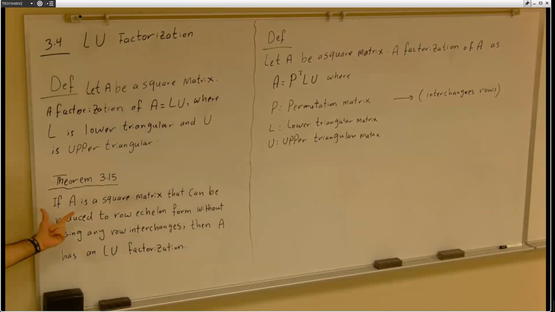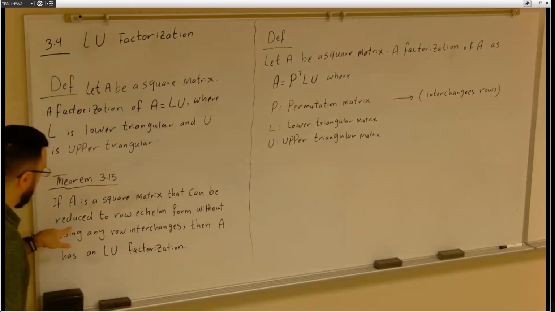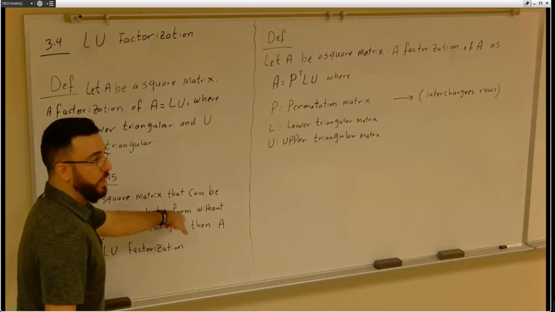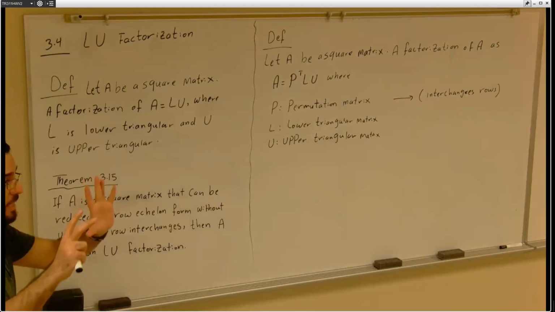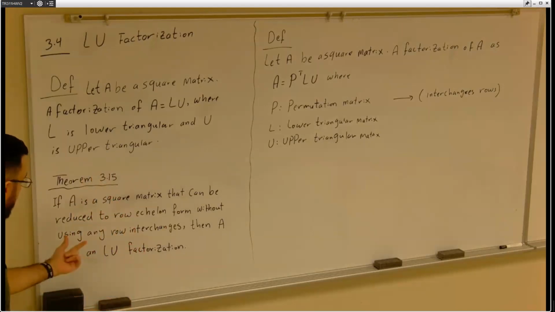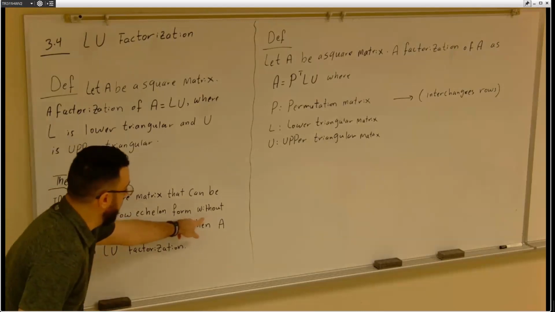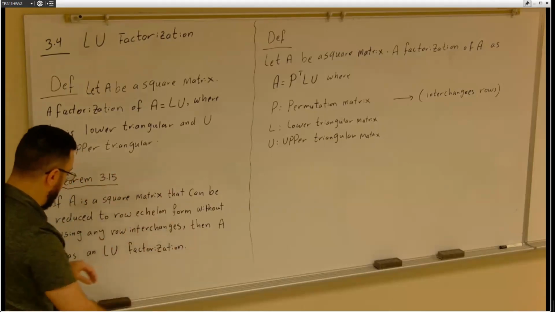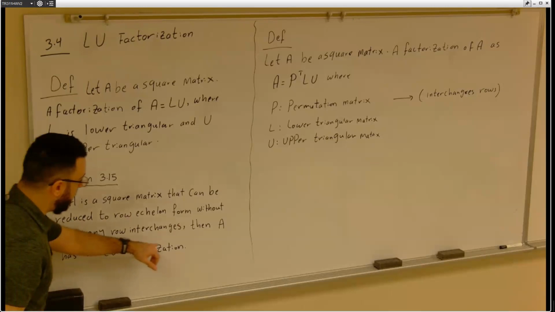The theorem says, if A is a square matrix that can be reduced to row echelon form, so you're going to reduce this matrix to row echelon form without interchanging rows. If you're not changing the rows and you reduce the matrix, then the matrix A has an LU factorization.